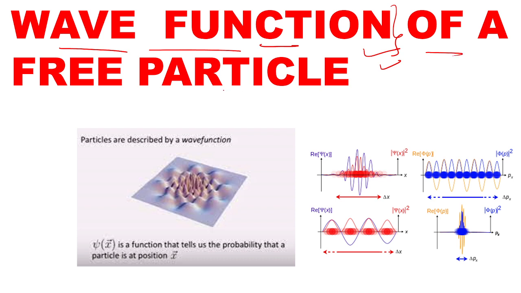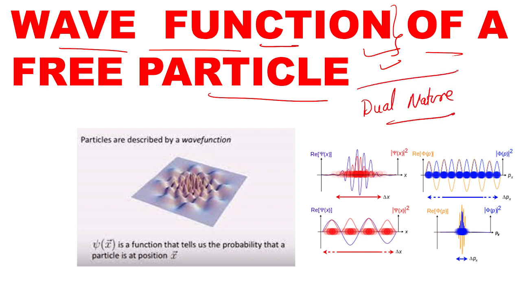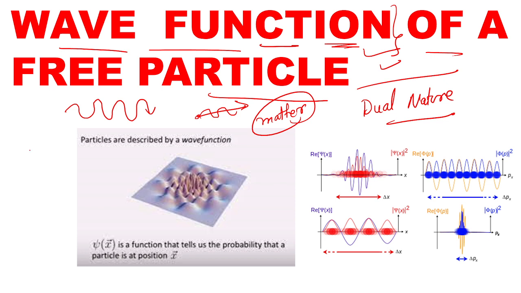Wave function of a free particle. Nowadays we discuss the dual nature. We know that the particle is moving and it is also in the form of a wave. We see the particle moving like this, but there is a wave associated with that matter, which is called a matter wave. So here we are going to discuss the wave function, which is represented by psi. This is very important because this is the quantity which represents that matter wave associated with that particle.